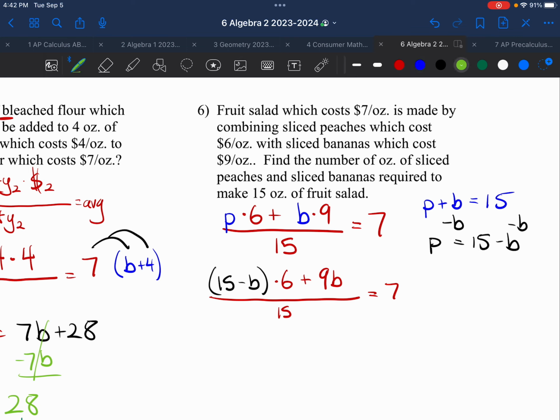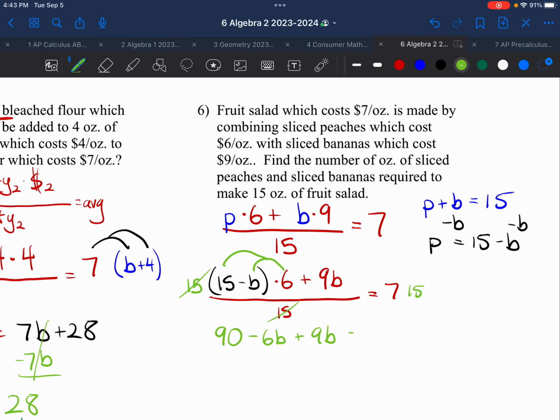The first thing that I see is I want to distribute the 6 into the 15 minus B. So that's going to be 6 times 15. What is that going to be? 90, I think. 90 minus, and then 6 times B is 6B. And that's going to be plus 9B. And the other thing that I'm going to do is I'm going to multiply both sides by 15. I'm going to multiply this left side by 15 and multiply this right side by 15. And what will happen is this 15 and this 15 will cancel, and I have to do 7 times 15.